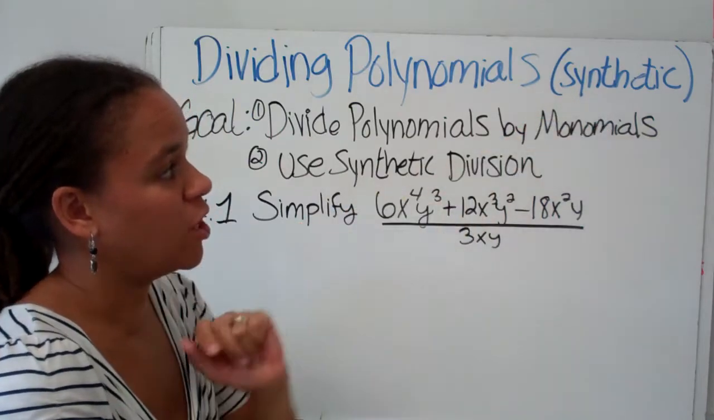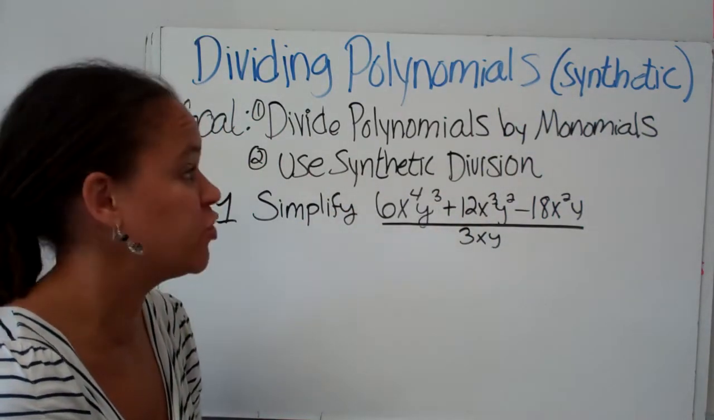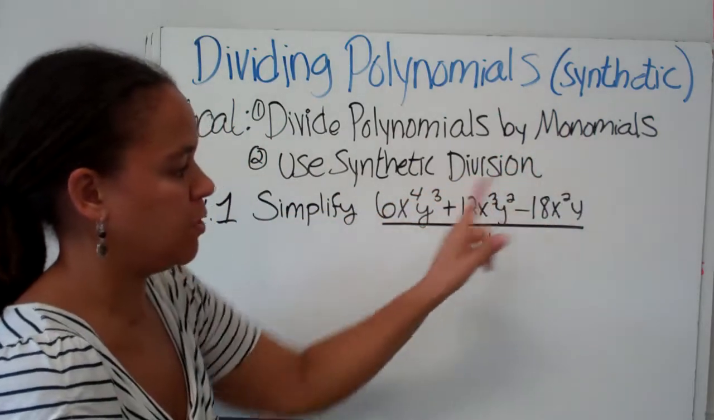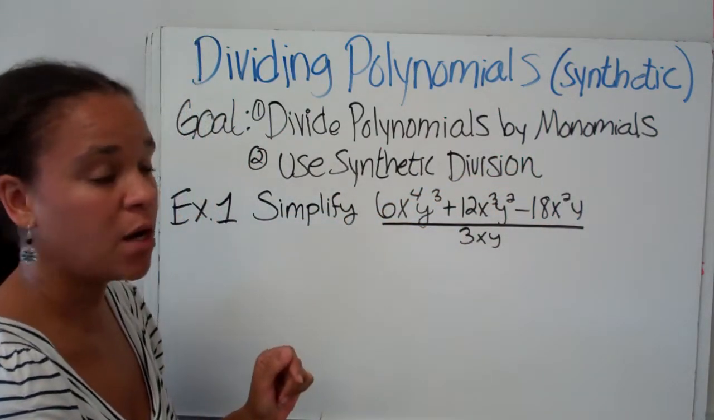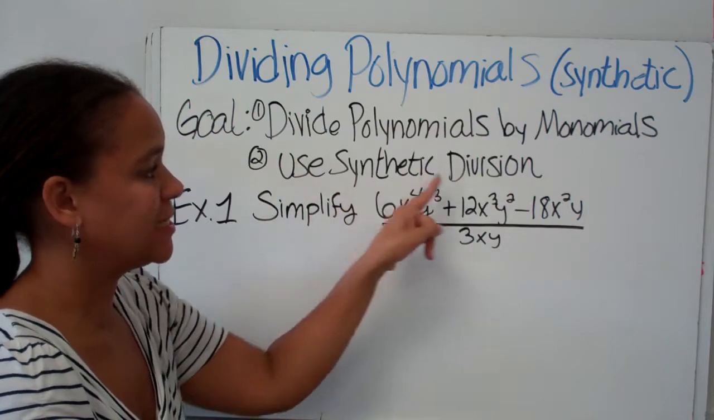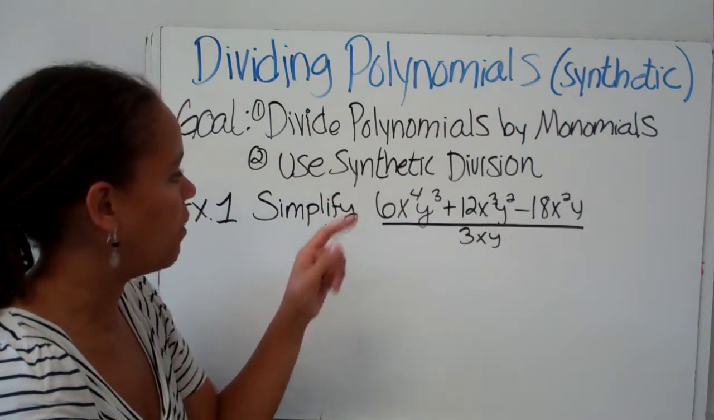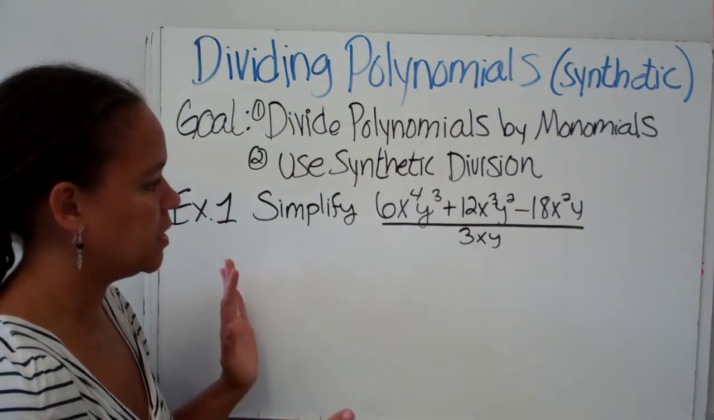The main method we're going to talk about today is called synthetic division. Goal 1 is to divide polynomials by monomials, which is what you'll see in example 1. And then we're going to get into using synthetic division. It's a new type of shortcut that we're going to use. So first we're going to do the simple ones.